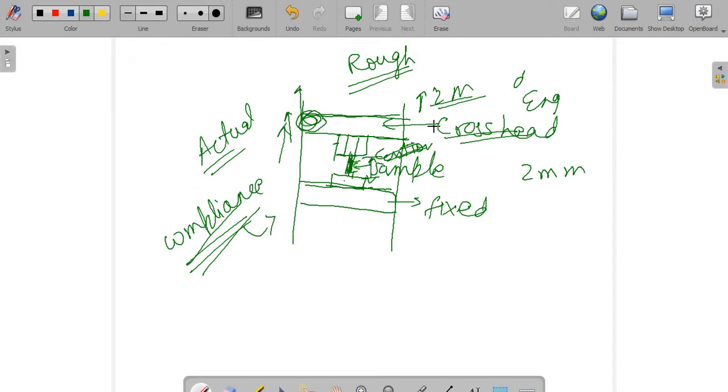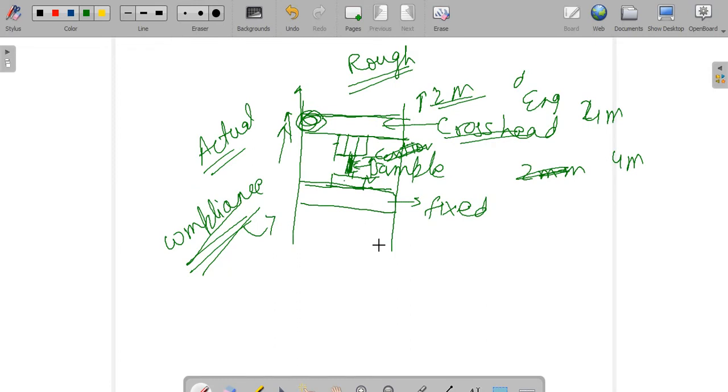So what happens? The crosshead is moving. Suppose that it has moved 4 meter. Then the sample will stretch 4 meter, only then can it move 4 meter. So this is the reading which we note down, and we calculate the stress strain curve.